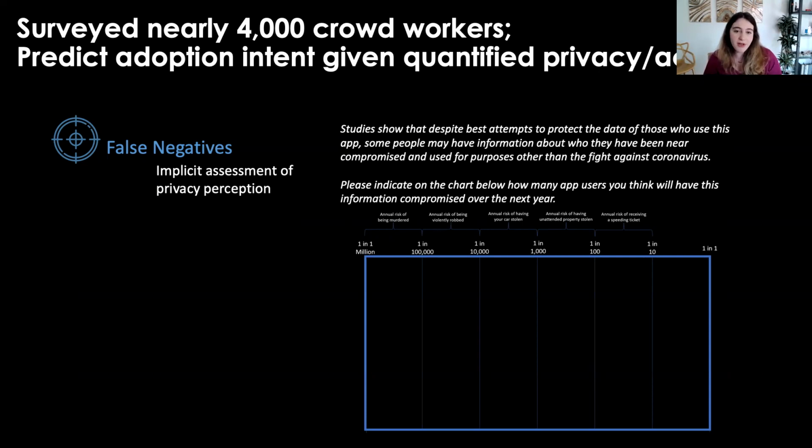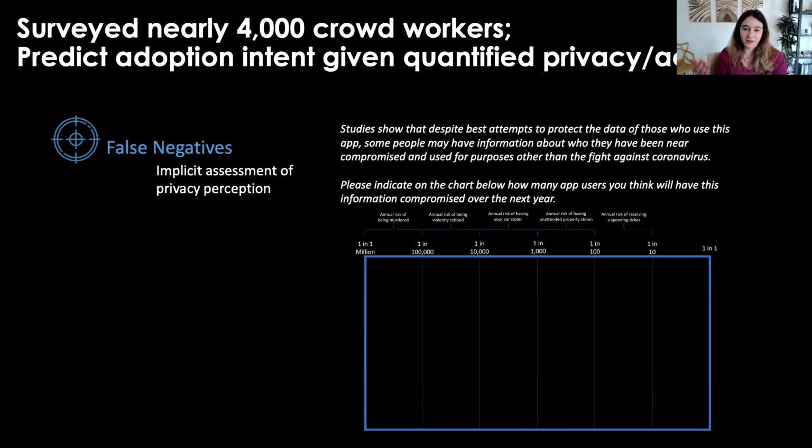And so we told people, studies show that despite best attempts to protect the data of those who use this app, some people may have information about who they have been near compromised and used for purposes other than the fight against coronavirus. Please indicate on the chart below how many app users you think will have this information compromised over the next year. And so they're able to pick one of these regions, so between 1 in 10 and 1 in 1, 1 in 100 and 1 in 10, and you'll notice that the regions have anchoring risks.